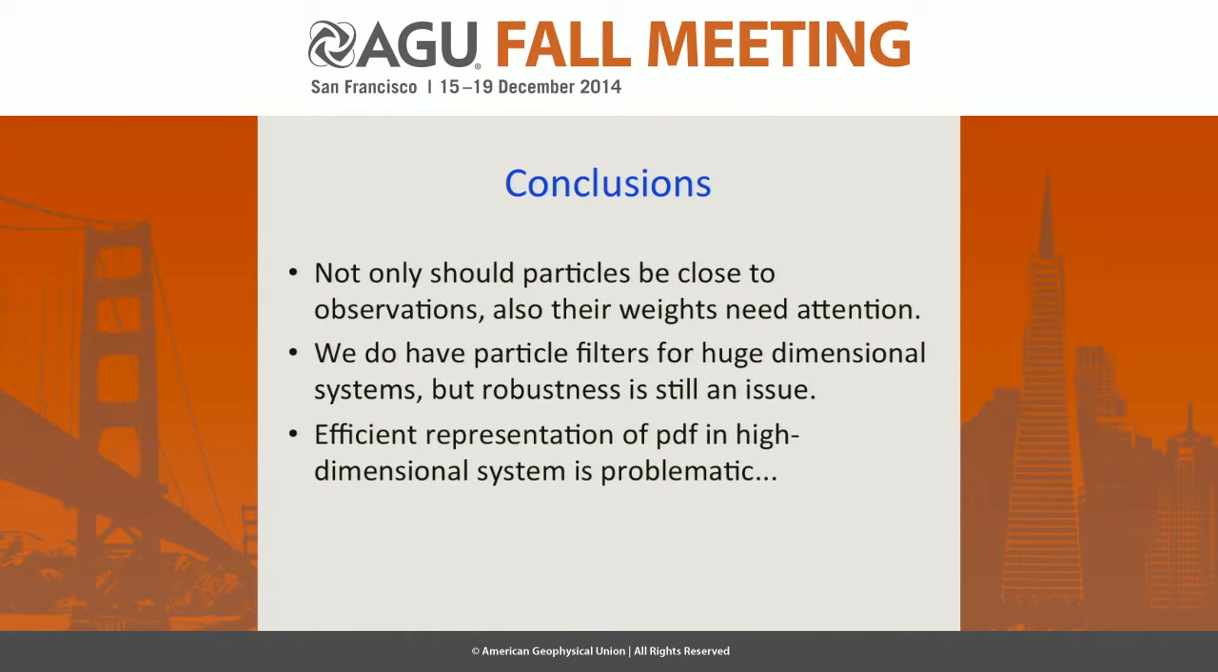Anyway, to conclude, not only should the particles be close to the observation, but also the weights need special attention. We really have to think about moving probability densities around. We do have particle filters for high-dimensional systems, but we need to make them more robust. And, well, that's more or less the whole thing. Thank you.